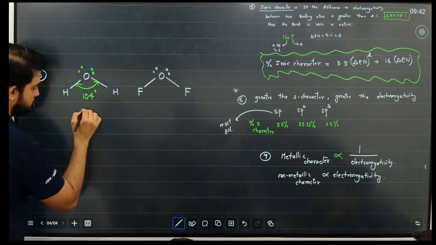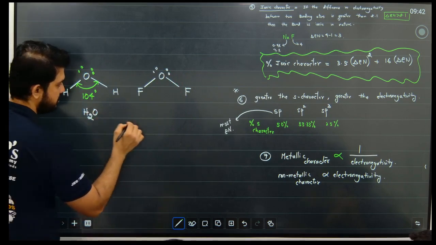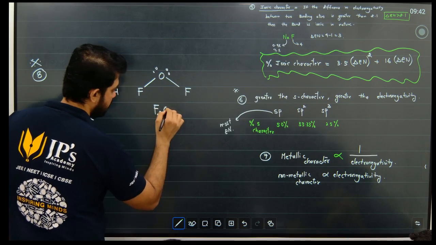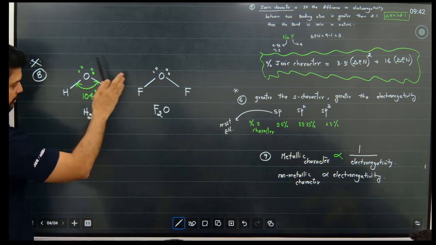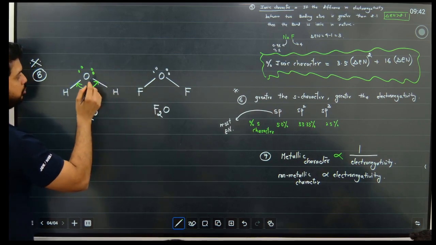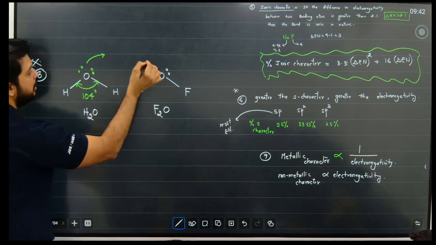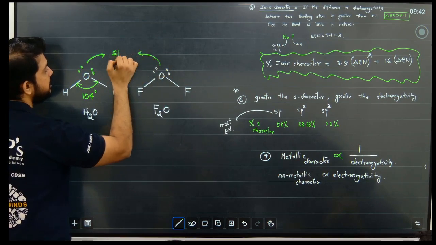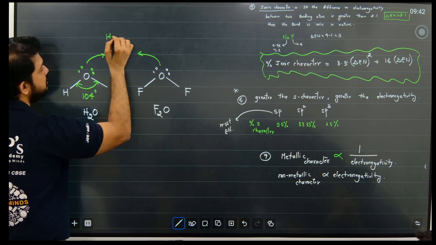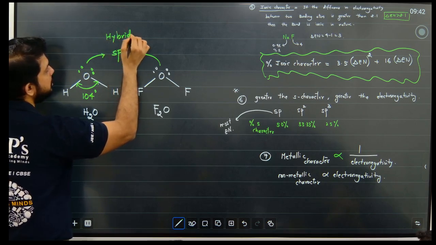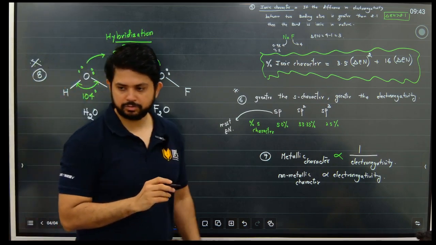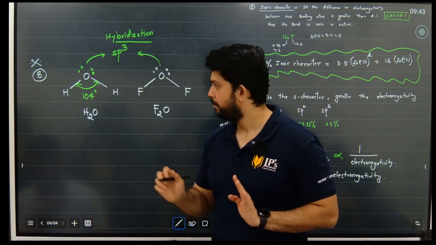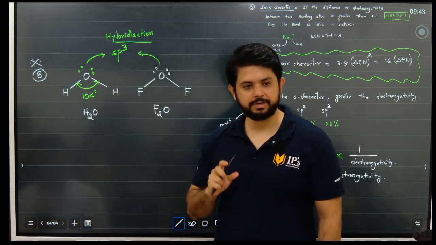So this is H2O and this is F2O. If you look, everything looks similar. This also looks bent. The hybridization of both is also sp3. Now you won't understand this word hybridization; we do that in chemical bonding, so ignore that word for now. But think like this: both look the same, both are V-shaped, the central atom is oxygen.